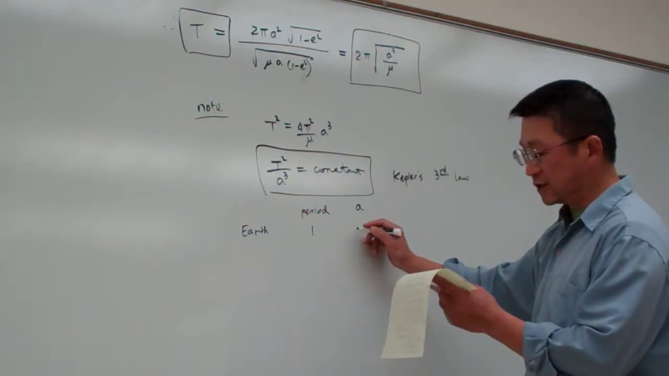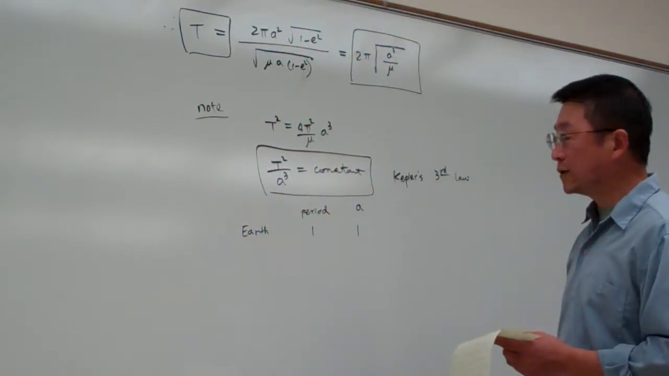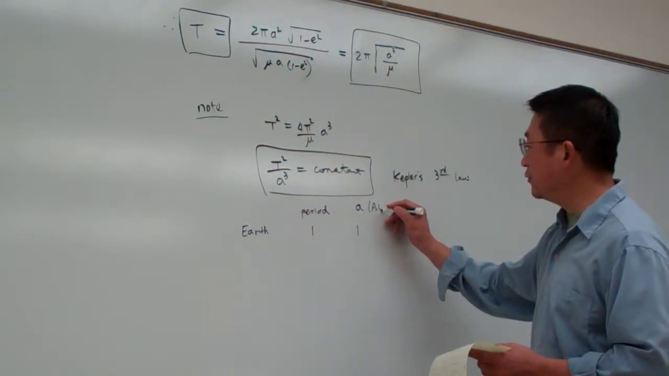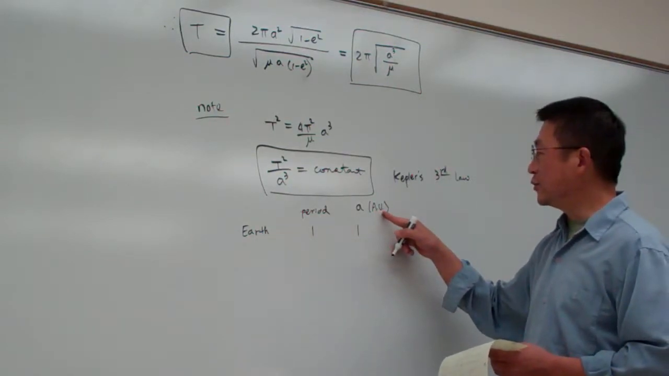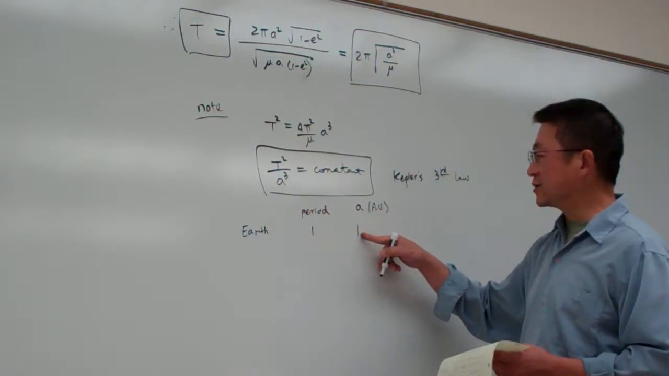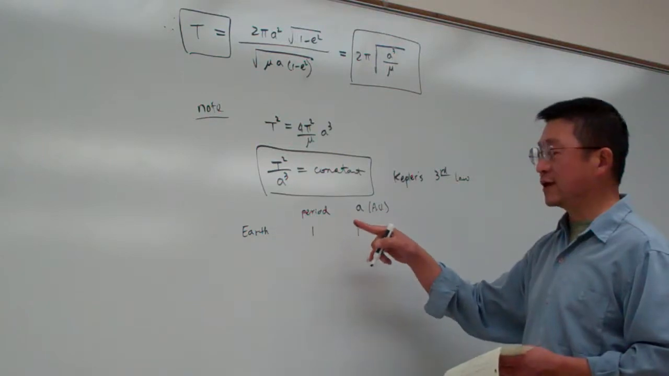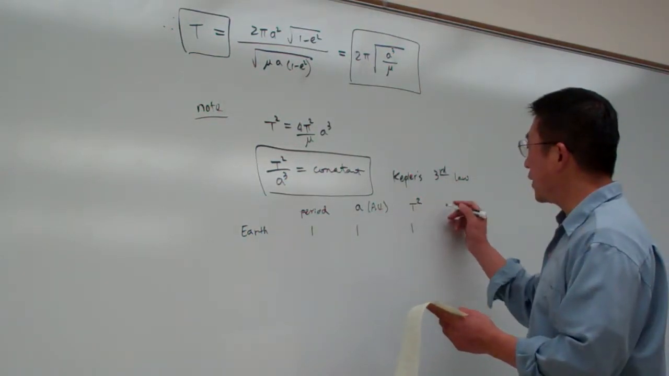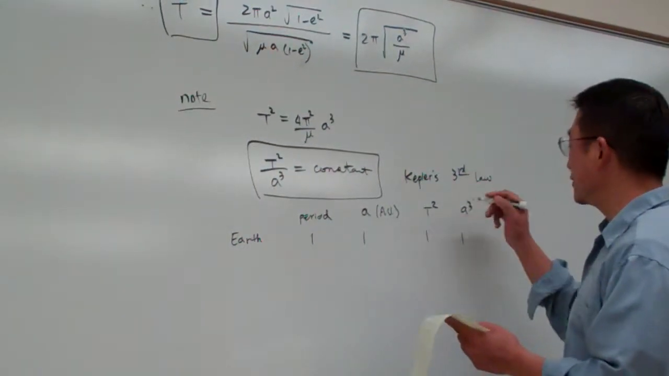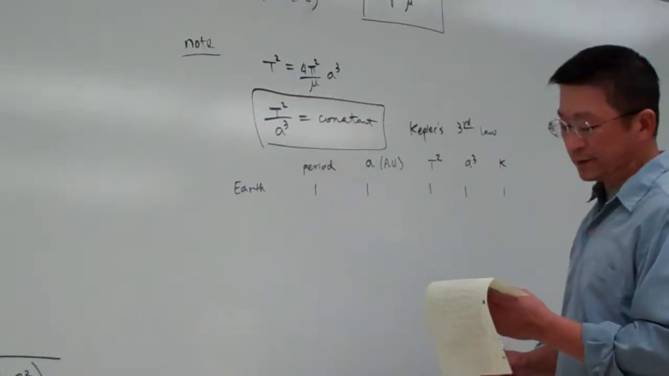So here we scale it as 1. So here we call it the AU, Astronomical Unit, and that is taken as the average distance between Earth and Sun. And then in this way, T squared equal to 1 and a cubed equal to 1. So this constant can be calculated as 1.